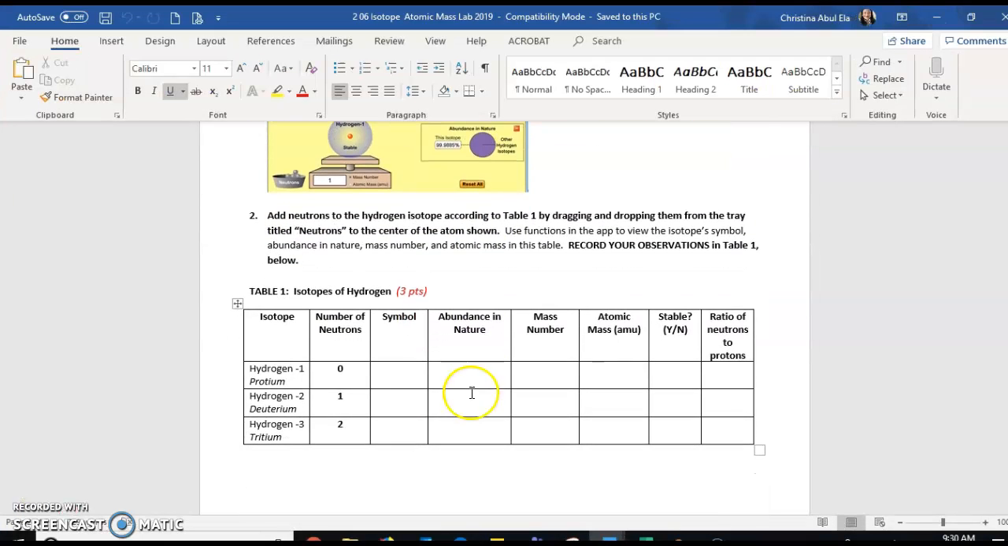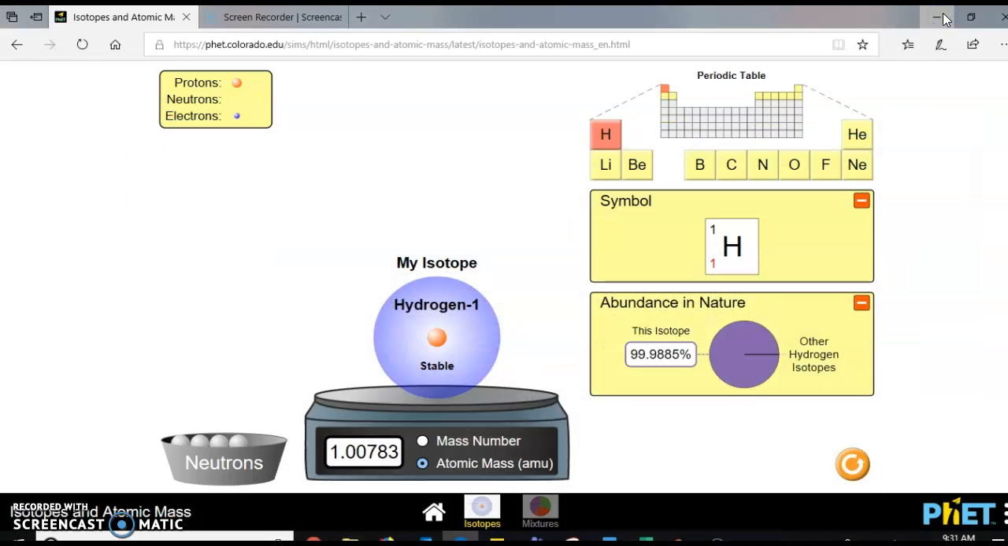You could see in data table 1, I need to collect the number of neutrons. It's actually listed there for me already. The symbol, the abundance in nature, the mass number, the atomic mass or atomic mass units. Is it stable? And then a ratio of neutrons to protons. So let's take a look again at all of that information.